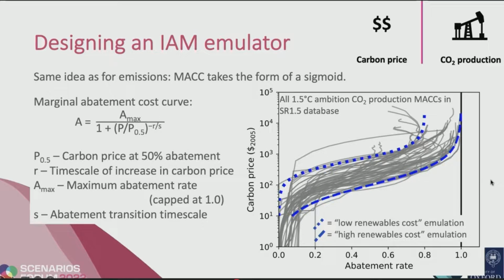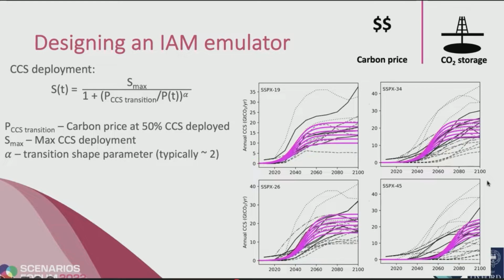So that gives us a carbon price to CO2 production relationship. And then the last thing we need is a carbon price to CO2 storage relationship, which again takes a sigmoid-like form, because a lot of the models go through this period of slow uptake and then a rapid transition, followed by some saturation type behavior towards the end of the 21st century. And so that's what we're trying to emulate.